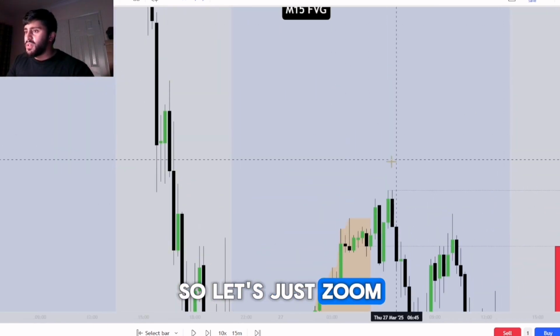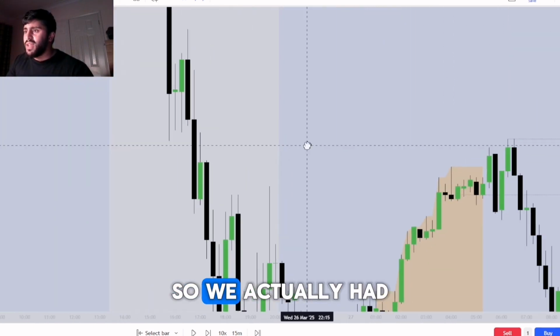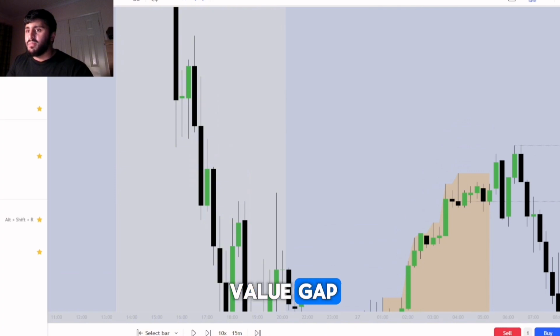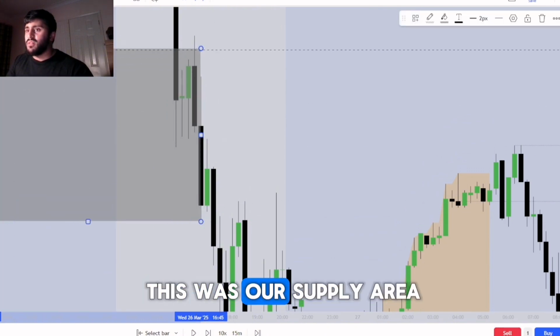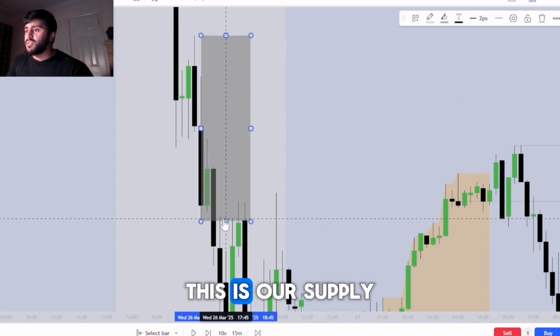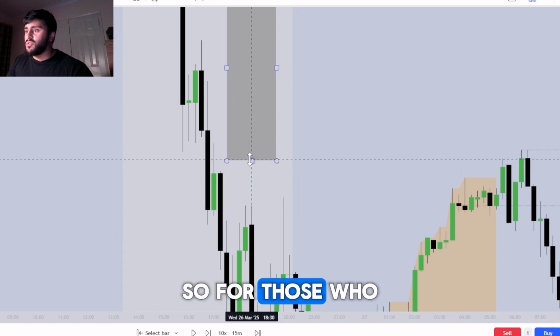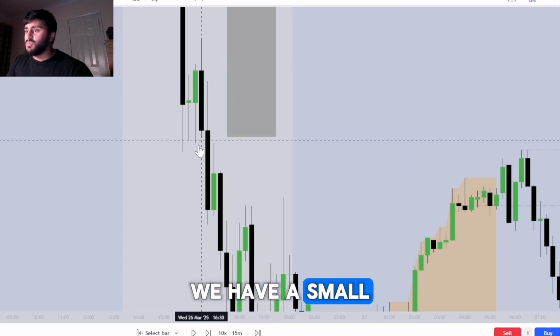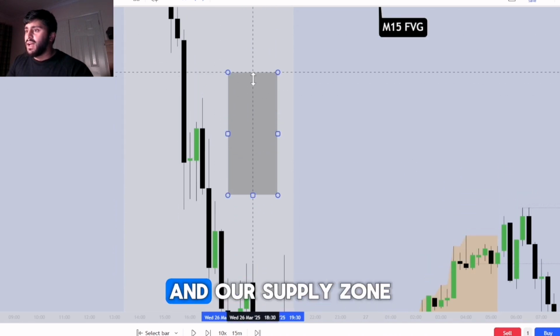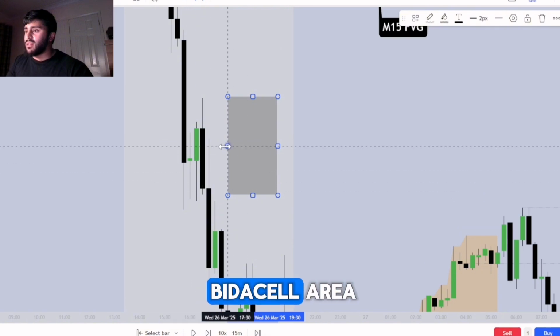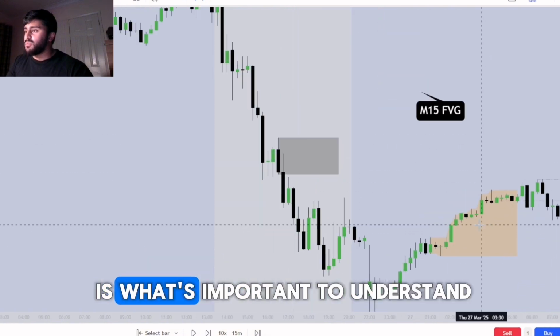So let's just zoom into the price action and see what we had, right? We actually had a 15-minute fair value gap resting over here. So this was our supply area. This was our supply zone just over here, right? For those who can't see this, we have a small fair value gap over here, and our supply zone is going to be this buy to sell area just over here. This is what's important to understand, right?